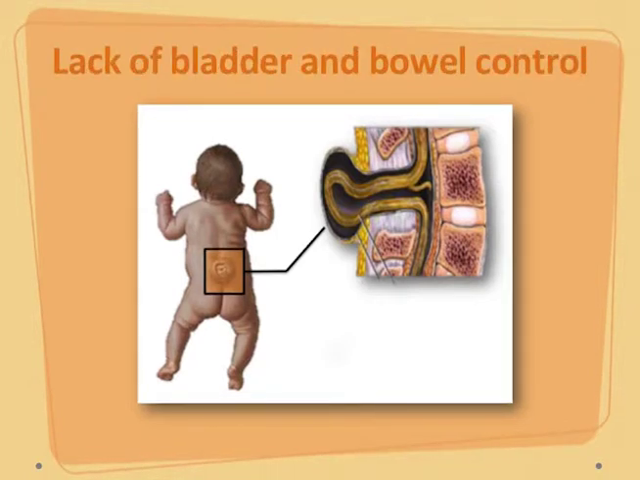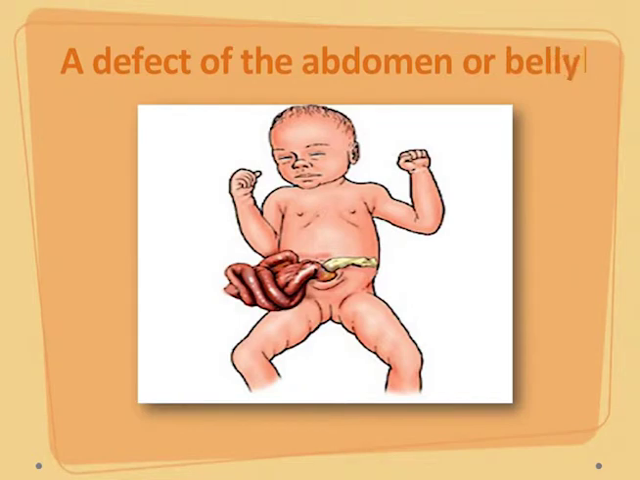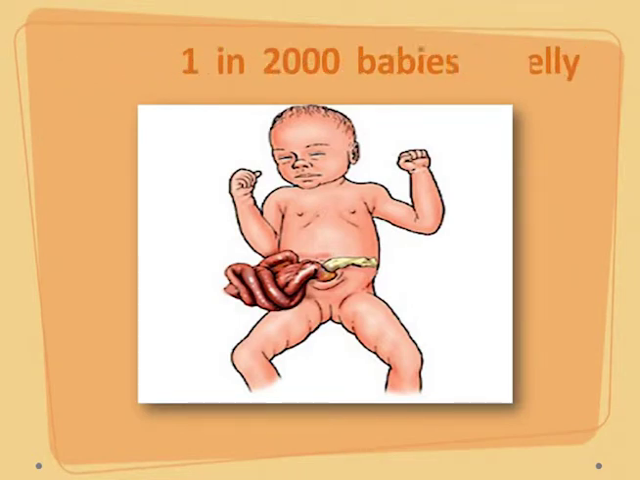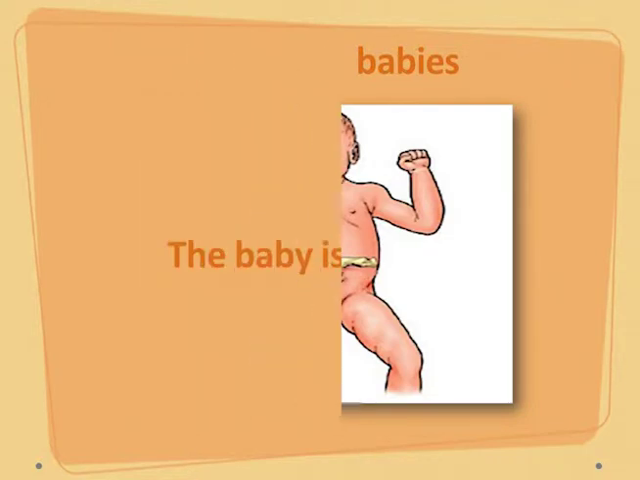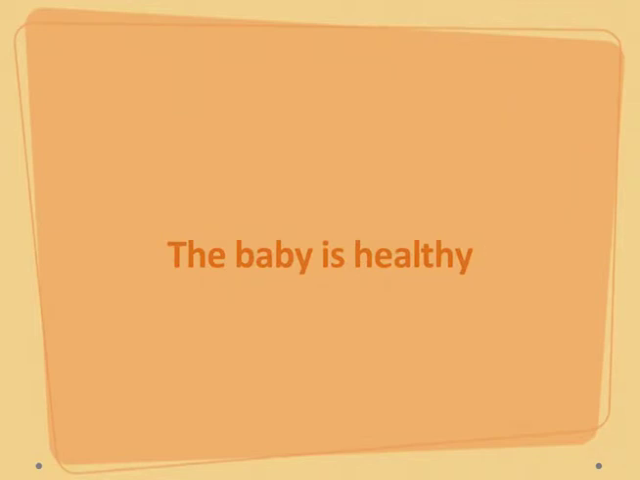Another type of birth defect that can be detected by some prenatal tests is a defect of the abdomen or belly. These defects occur in about 1 in 2,000 babies. Usually, these can be corrected after birth, and in many cases, the baby is healthy after the surgery.